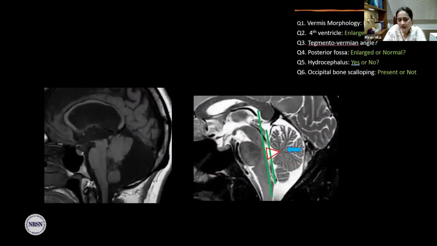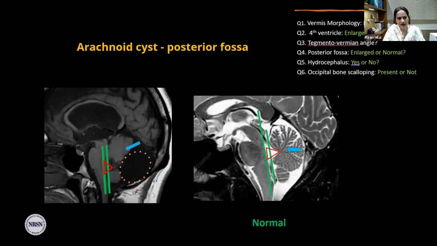Now, again, let's try to solve this question with our 6 questions. How's the vermis? Is the vermis formed normally or not? Look at the vermis. The vermis is formed, but it's pressed by the cyst. Look at the fourth ventricle. It's just compressed, but it's normally formed. Tegmentovermian angle is again absolutely zero. But there is a cyst in the posterior cranial fossa, which is making the posterior fossa a little enlarged. And the last question, is hydrocephalus there or not? Yes, there is mild hydrocephalus present.